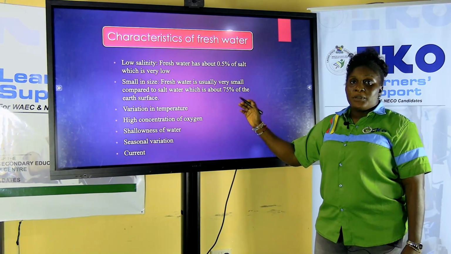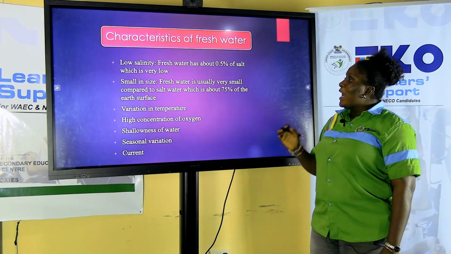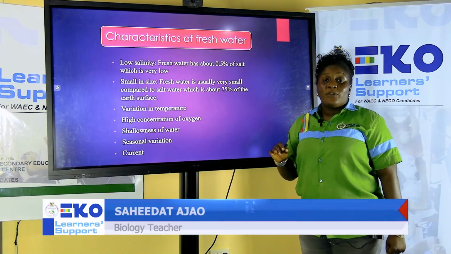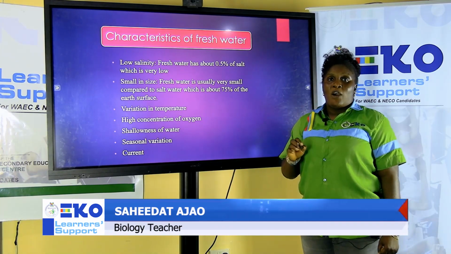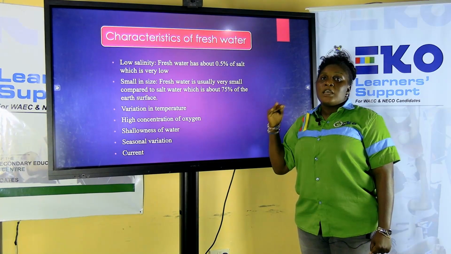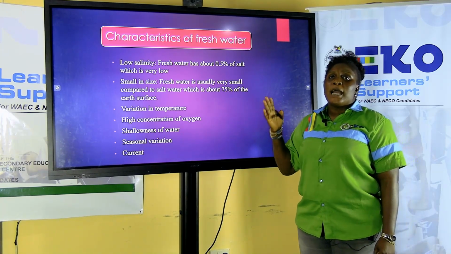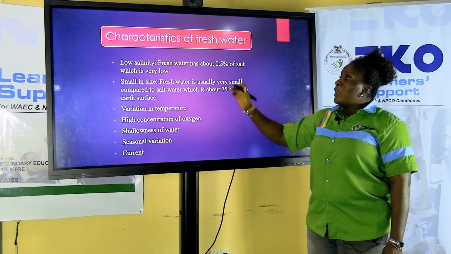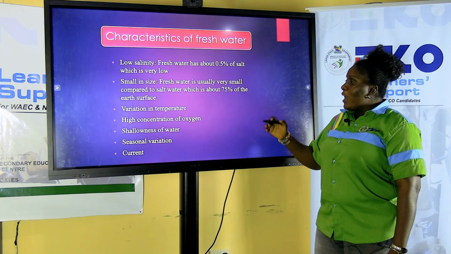Let's move on to the characteristics of freshwater habitats. Like I said earlier, it has what? Low level of salinity. That means 0.5% of salt, unlike the marine habitat, which has a high level of salt. Please, learners, take note. Know the differences between each habitat. Number two, the freshwater habitat is very small compared to the marine habitat, which is the largest of all habitats.